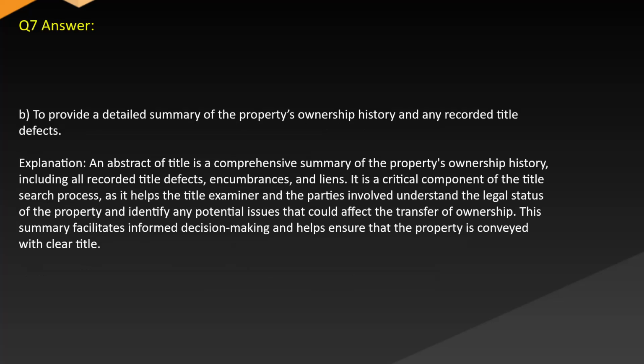Answer B. To provide a detailed summary of the property's ownership history and any recorded title defects. Explanation. An abstract of title is a comprehensive summary of the property's ownership history, including all recorded title defects, encumbrances, and liens. It is a critical component of the title search process, as it helps the title examiner and the parties involved understand the legal status of the property and identify any potential issues that could affect the transfer of ownership. This summary facilitates informed decision-making and helps ensure that the property is conveyed with clear title.